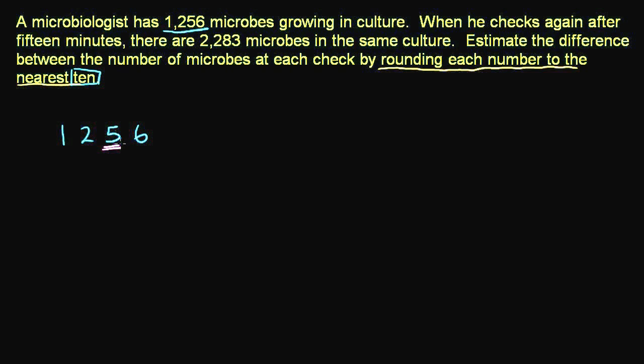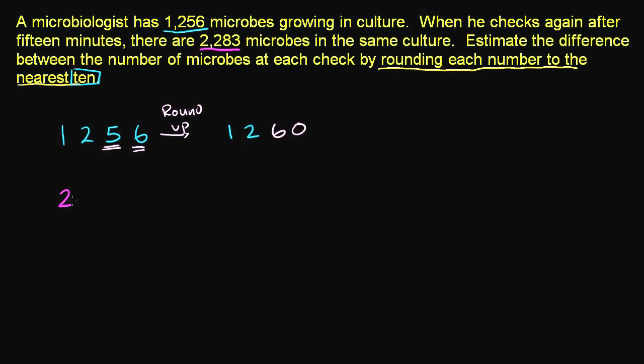And the rule for rounding is you look at the place one below that. You go to the ones place in this case, and you see if that is 5 or greater. And it is. It's 6, which is definitely 5 or greater. So we want to round up, and we're rounding up to the nearest 10. So this will go from 56 to 60. So it'll be 1,260.